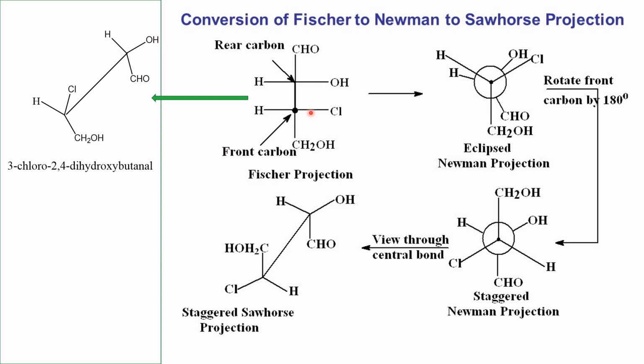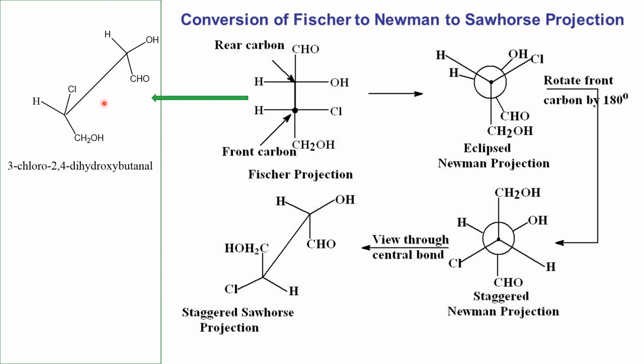So when we are converting the Fischer projection into Sawhorse, the groups at the bottom and top should be shown in the downside of the Sawhorse formula, and the groups which are shown in the horizontal lines should be shown with the upward bonds as we have shown here. So hydrogen at the left, Cl at the right, and here at the rear carbon also hydrogen left, OH at right. So this is the Sawhorse formula.